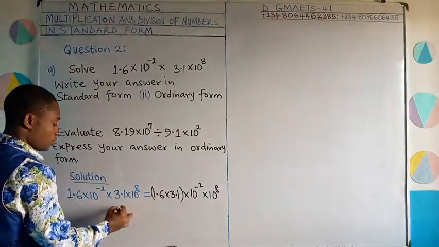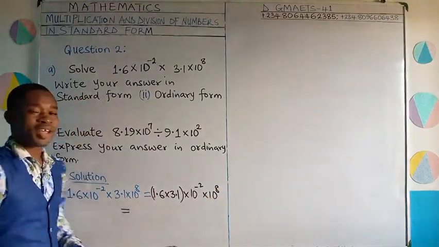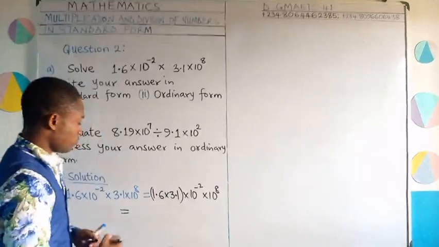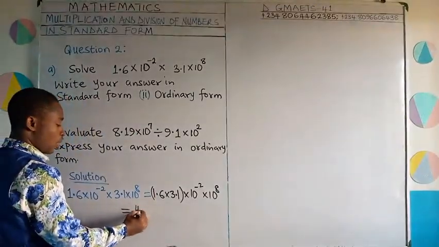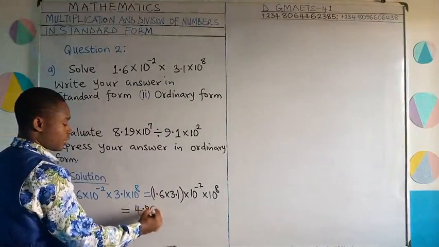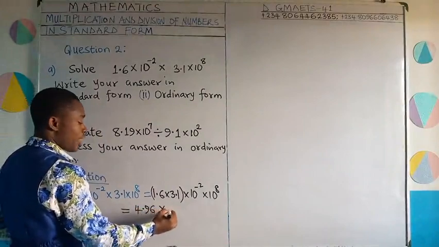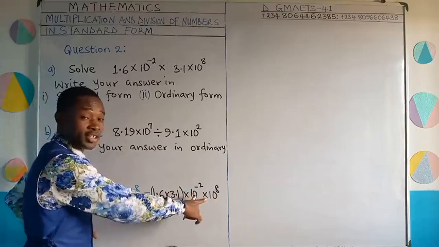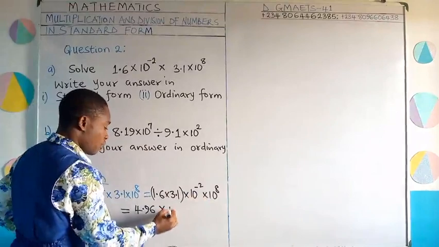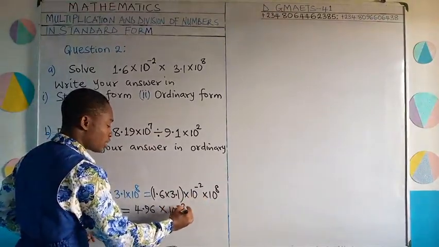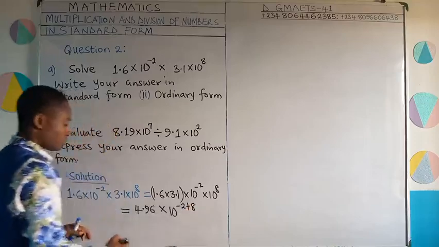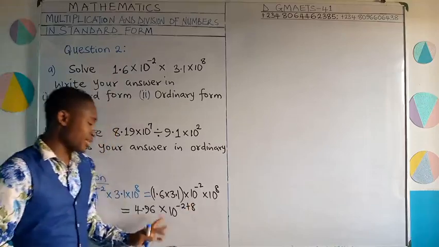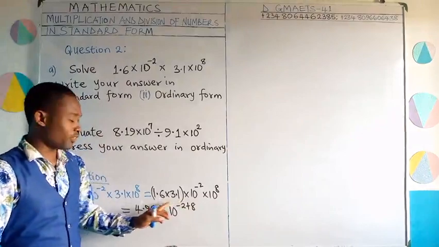This will be equal to 1.6 times 3.1 will give us 4.96. And then we multiply it by, pick one of the 10s here, like I said, this is 10, this is 10, you are multiplying the same numbers. Pick one of them and add their powers, minus 2 plus 8. This 4.96 I obtained from here, multiplication of decimal numbers.